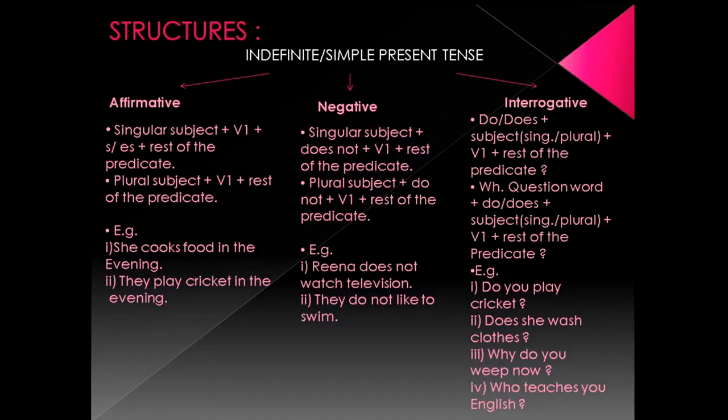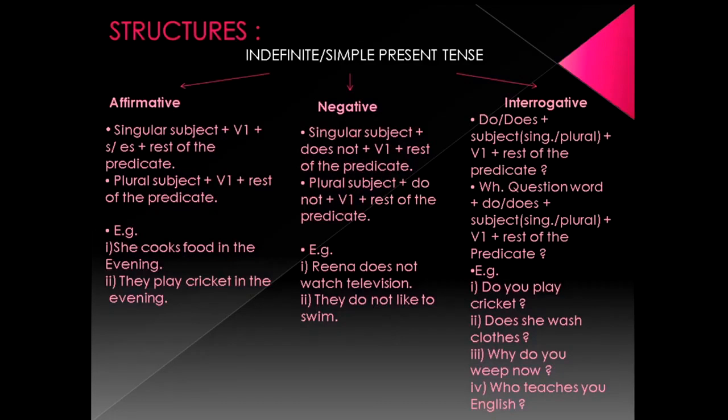Now moving on to negative sentences. When we have the singular subject, it will take with it does not. Not here because we are talking about a negative sentence where we have to use no or not to show that it is in negation. Then it will be followed by the first form of the verb plus rest of the predicate. See the example. Reena does not watch television.